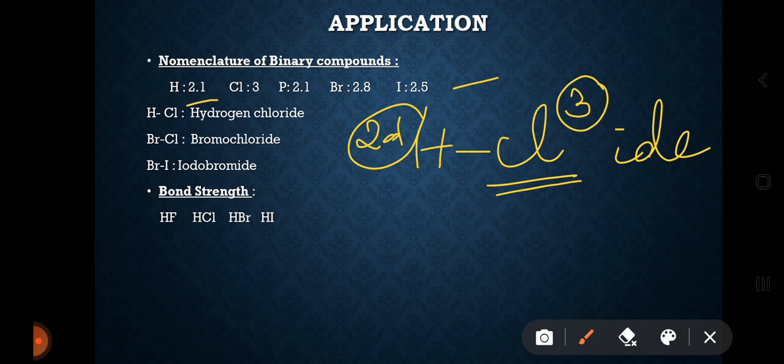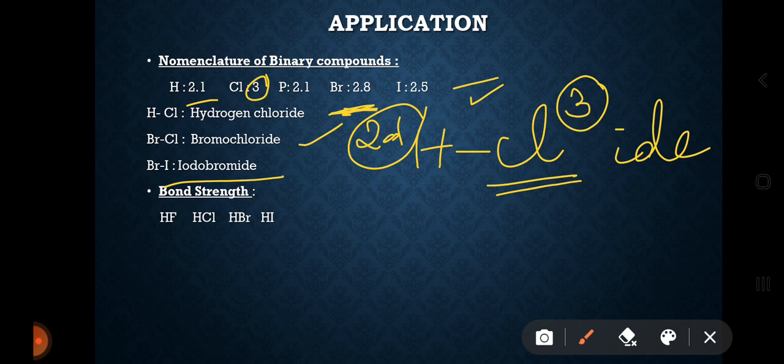In the same way, BrCl is bromochloride. Why? Bromine has 2.8 whereas chlorine has 3, which is greater. The next one, iodobromide. Why is it not written as bromoiodide? Because iodine has an electronegativity value lesser than bromine: it is 2.5 whereas bromine is 2.8. Fine with this nomenclature of binary compounds.